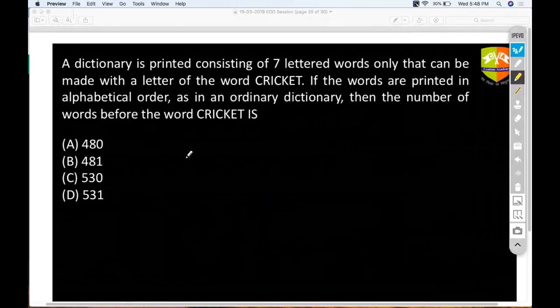A dictionary is printed consisting of 7-letter words only that can be made with the letters of the word cricket. If the words are printed in an alphabetical order, what is the number of words before the word cricket? So a very simple question that you would have done in your class 11th permutation combination. So you just have to see how many words appear before the word cricket itself.